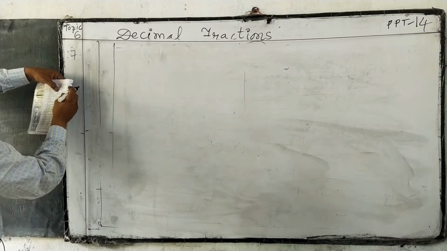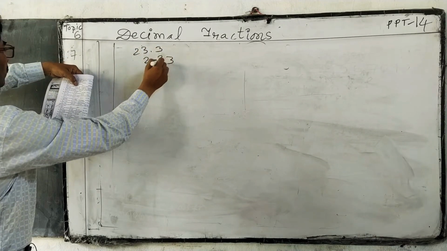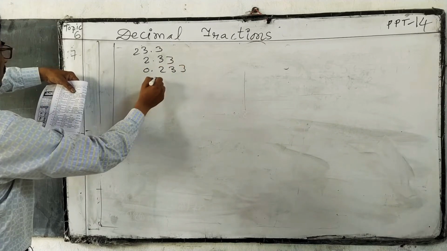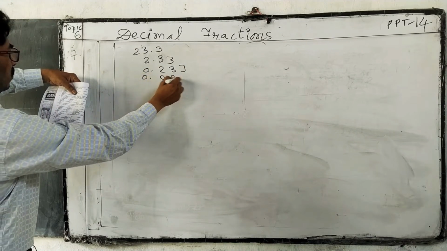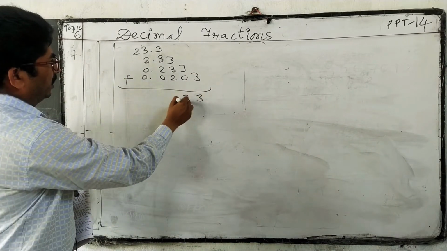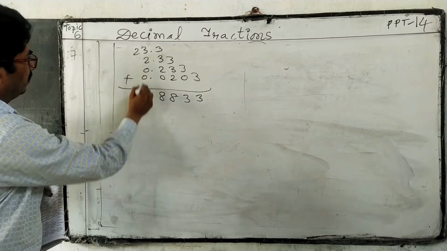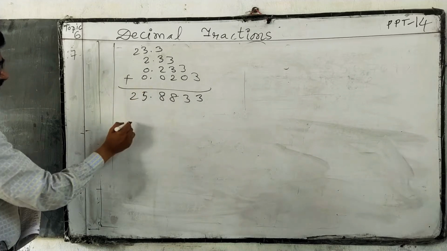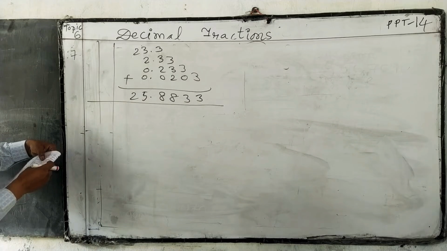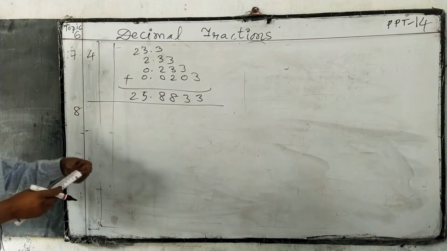Seventh problem. What is the total, meaning sum, of 23.3, 2.33, 0.233, 0.0203? Adding gives 25.8833. Option 4.